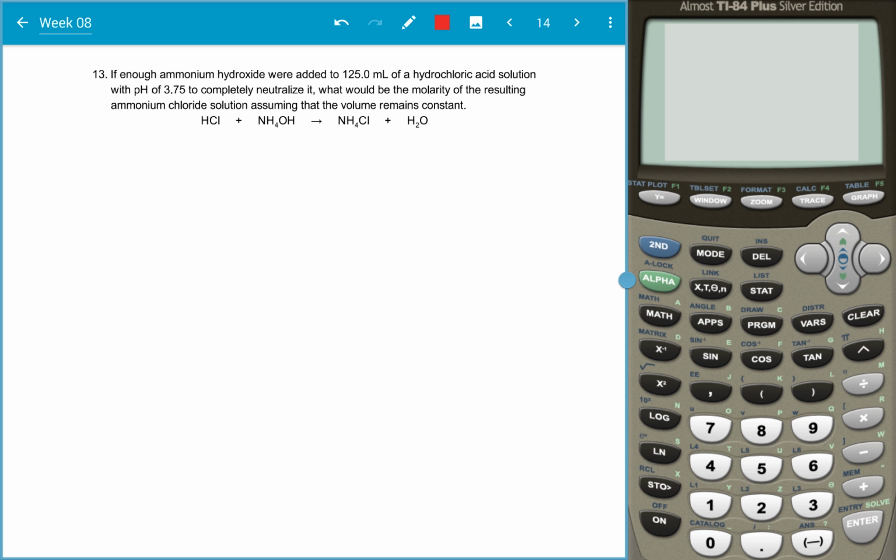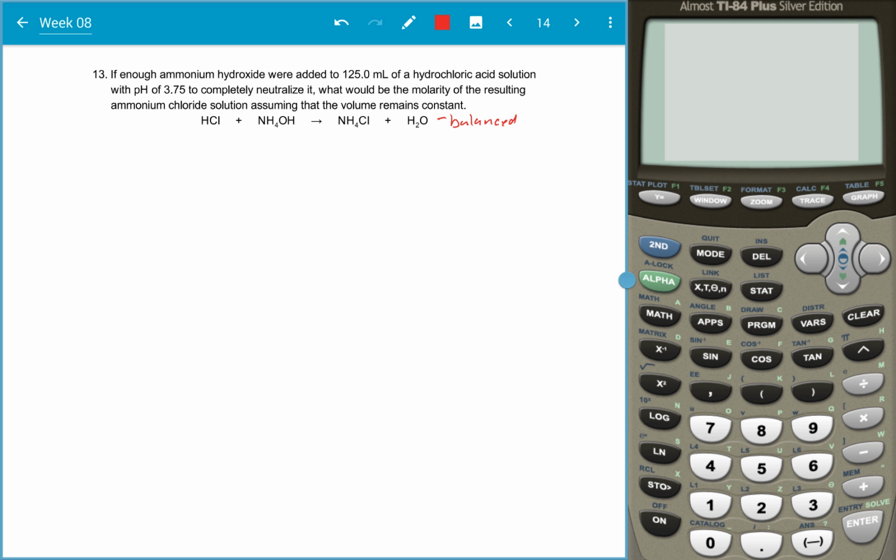So in this problem, the first thing I notice is a chemical reaction that I need to check to see if it's balanced. Well, we have one chlorine on each side, one nitrogen on each side. We have 1 plus 4 plus 1, so 6 hydrogens on this side, and 6 hydrogens on that side, and 1 oxygen on both sides. So this is balanced.